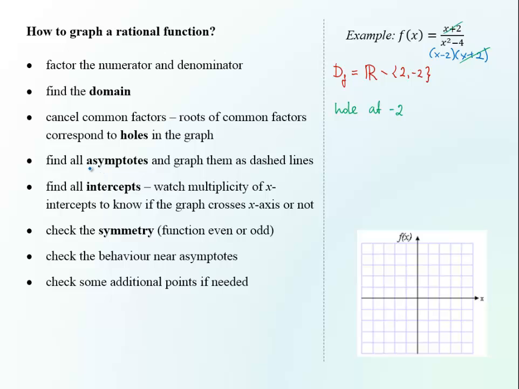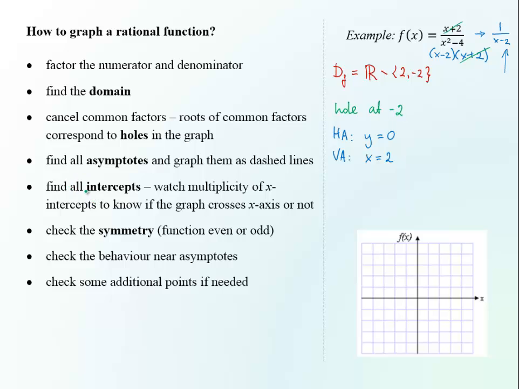The following step would be to find all asymptotes and graph them using dashed lines. So our simplified function is 1 over x minus 2. Since we have a denominator of higher degree than the numerator, we have one horizontal asymptote, y equals 0, and we also have the vertical asymptote at the point 2. So vertical asymptote when x equals 2. Notice that the negative 2 from this bracket doesn't produce a vertical asymptote because that was a common factor. So the negative 2 is just a hole.